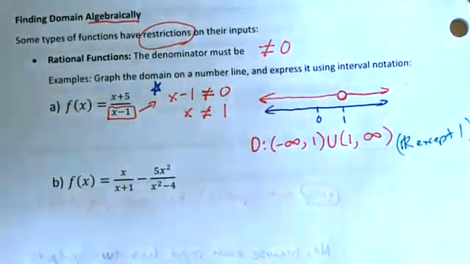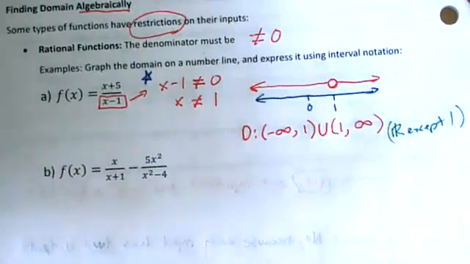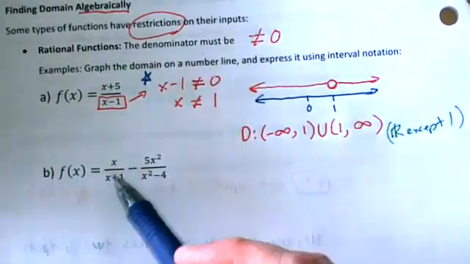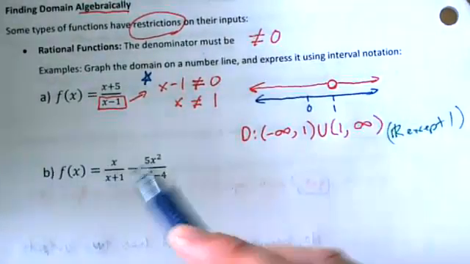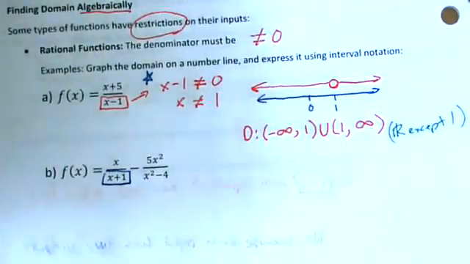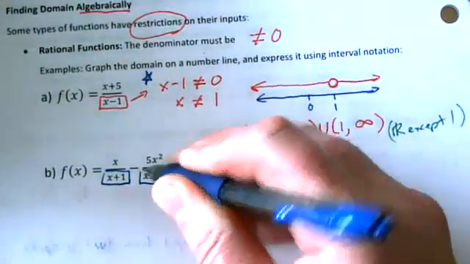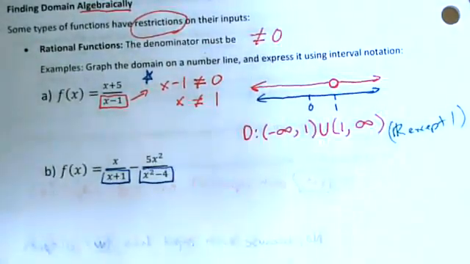Okay, let's talk through B. So my thought process is I'm going to look at this and look for problem areas. So this X up top, no issues. However, there's an X plus 1 in the denominator that could cause some problems. Oh, I got another denominator here too. X squared minus 4 could also potentially give me some issues. So we're going to have to deal with both of those in this one.